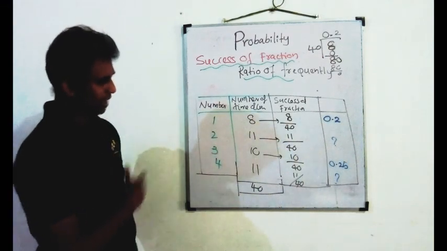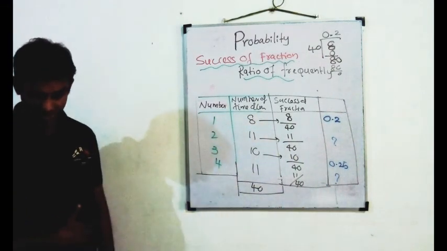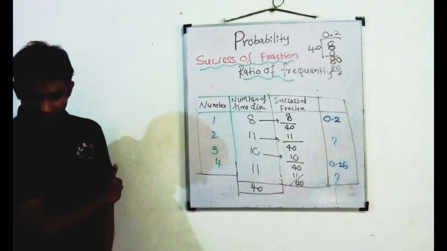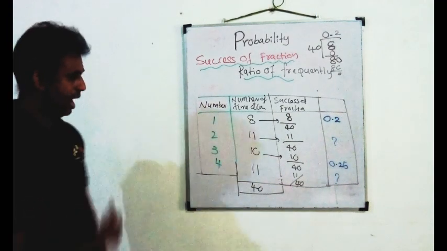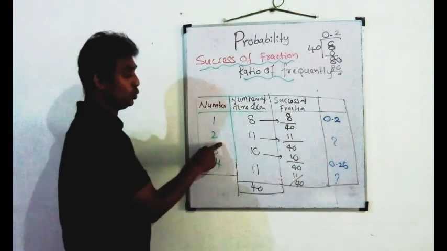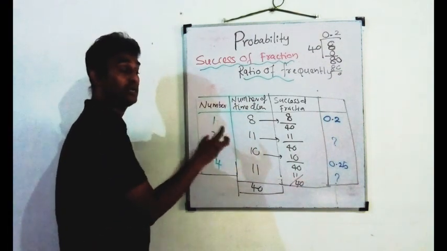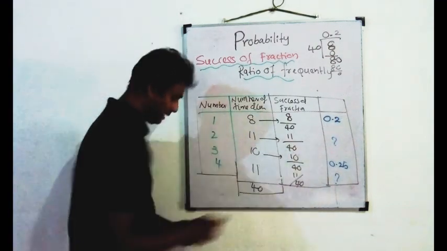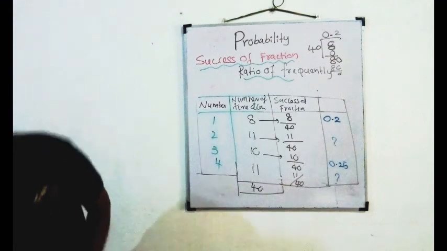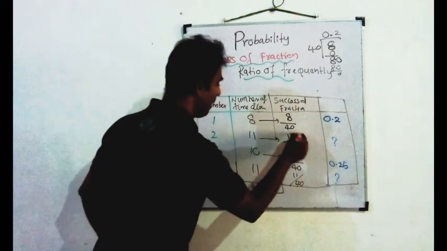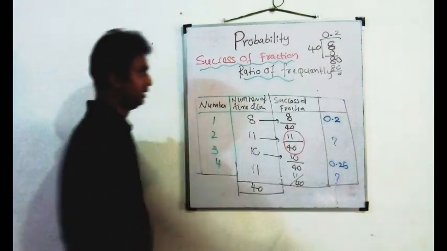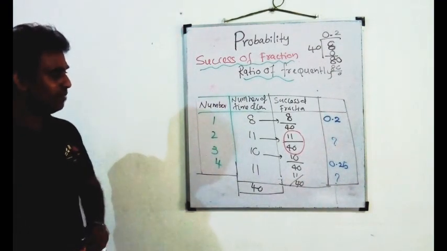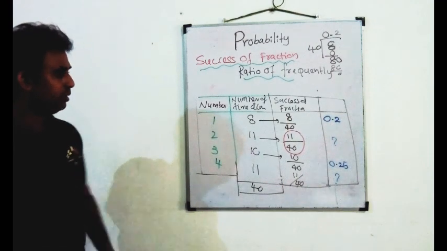First question I will ask is: find the experimental probability of getting the number 2. What is the experimental probability of getting the number 2? Getting the number 2 is 11 upon 40.